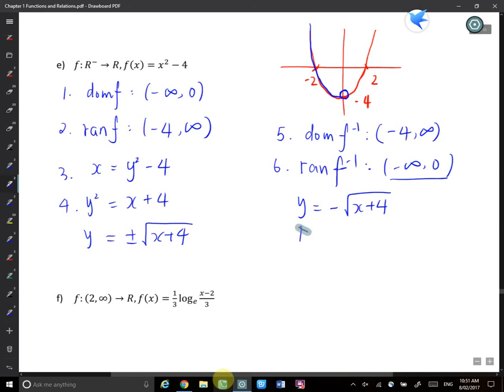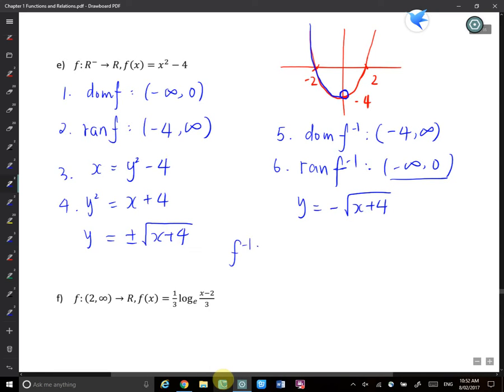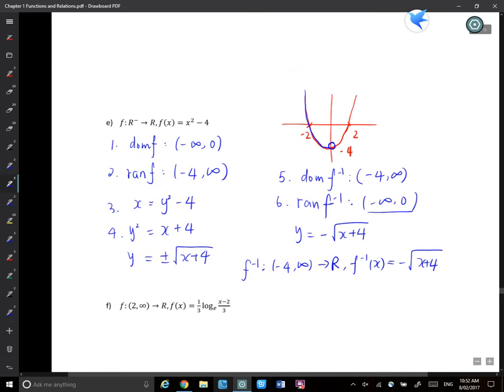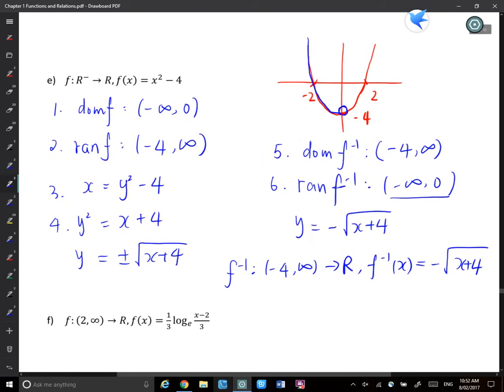Okay, have a think about this. Like the 2 examples we showed in class are all positive values, so we take the plus sign. Now we take the minus sign because the range is negative. That's why we take the negative sign. So I will write my f inverse: the domain is negative 4 to infinity, mapping to R, comma, f inverse x equals negative square root of x plus 4. Okay, so that's for this question.